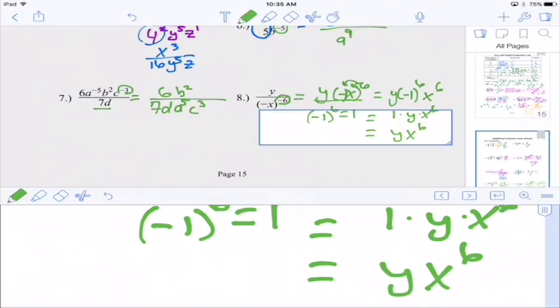All right, there's page 15. Those are the ones that every single person should be able to do.